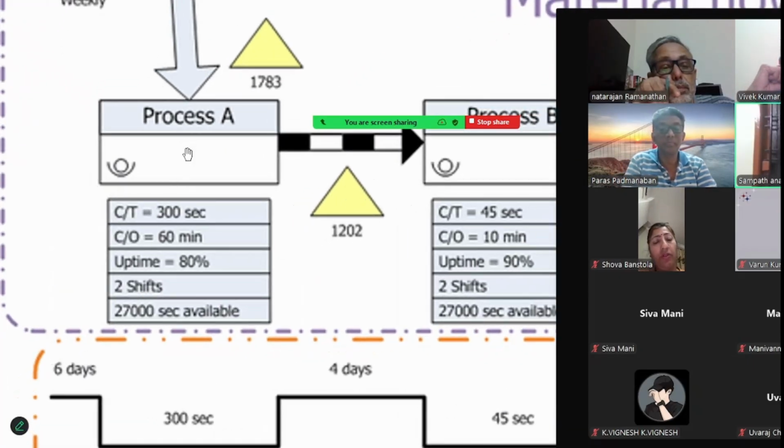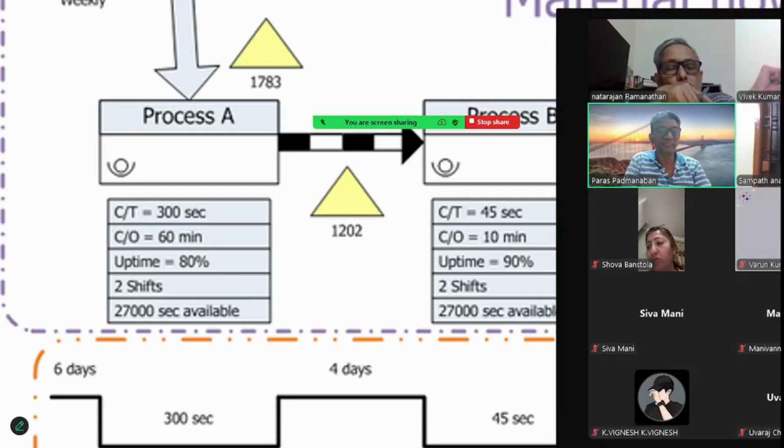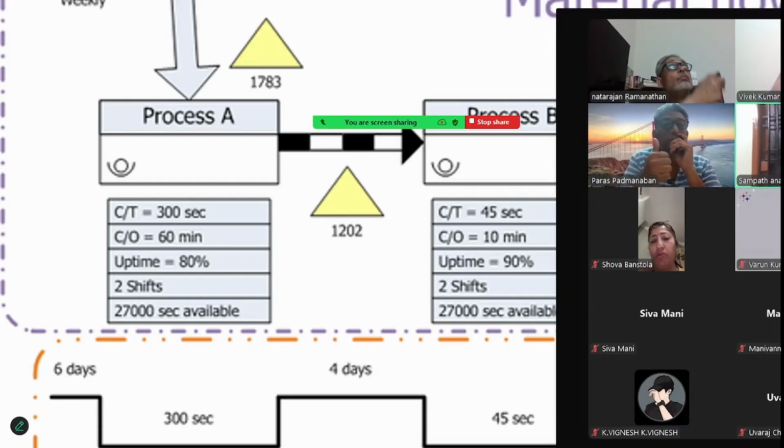Yesterday we discussed all this. In process A, when we study the process, can we find out the cycle time? Paras bhai? Yes. Suppose the cycle time that we have calculated is 300 seconds, which is written here. What does that mean? This means, Shiva bhai, that this process A throws out one piece every 300 seconds. Yes or no? Yes. That is exactly what we discussed. Please show me a thumbs up.